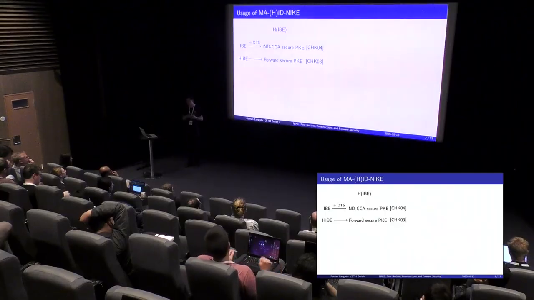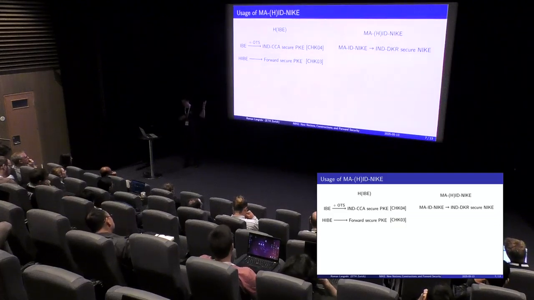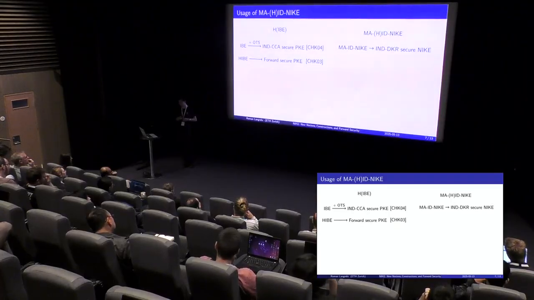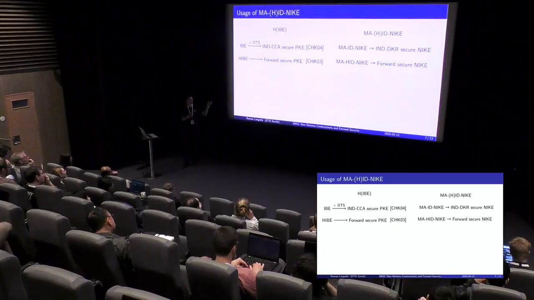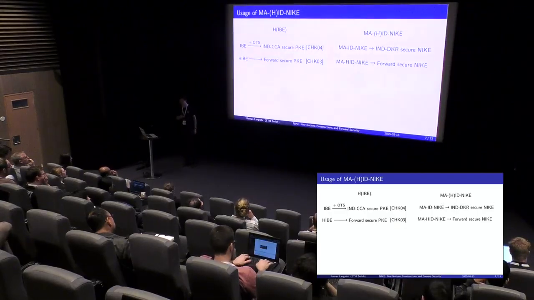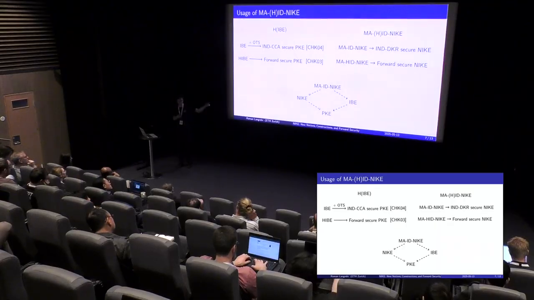So what about these other examples that I just showed you? Here we obtain also positive results in our work. We show that this new multi-authority identity-based Nike notion actually implies DKR secure Nike. And it's even a bit simpler because we don't even need one-time signatures. Also the hierarchical variant can be used to build forward secure Nike. The reason why this suddenly works is basically that multi-authority ID Nike trivially implies Nike, and it also implies identity-based encryption, which both imply public key encryption.